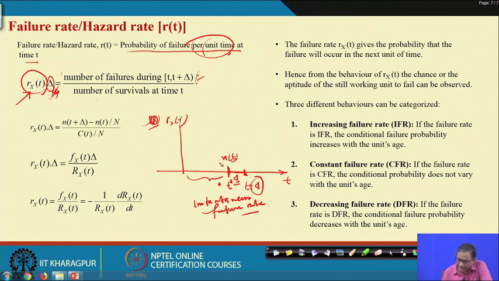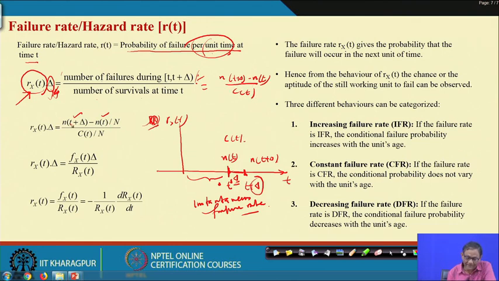That is n(t). What is the number failing? That is n(t + delta). So, the number of failures during this interval is n(t + delta) minus n(t). Then the number of surviving at this place is C(t), that is what we have seen earlier. So, this can be written like this: [n(t + delta) minus n(t)] by C(t).